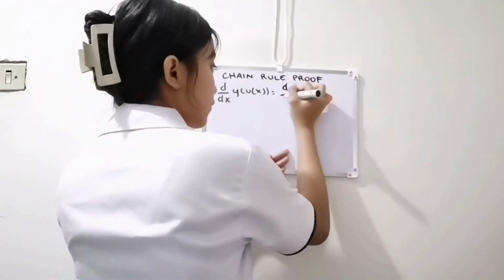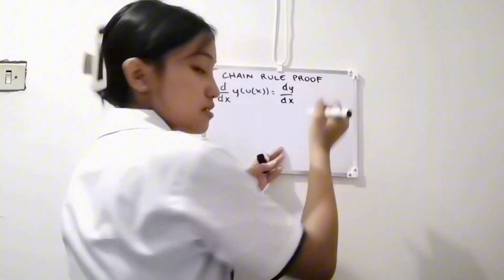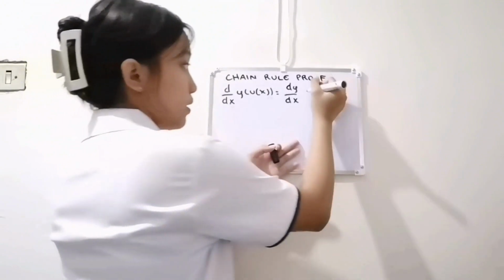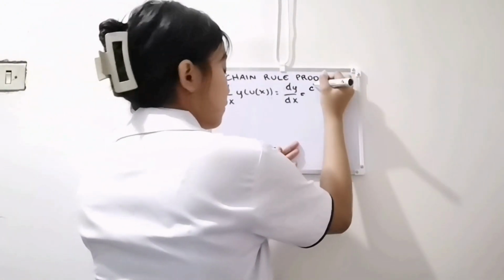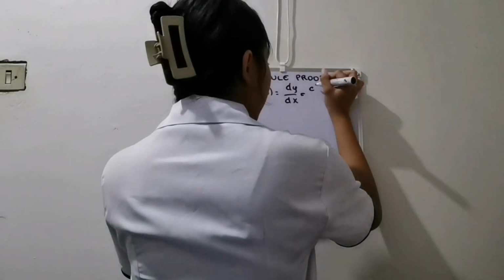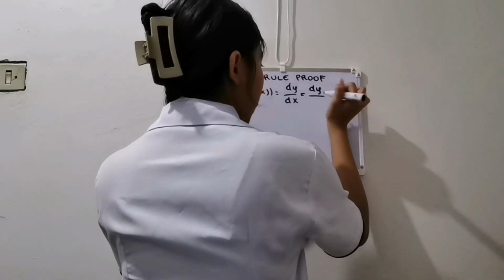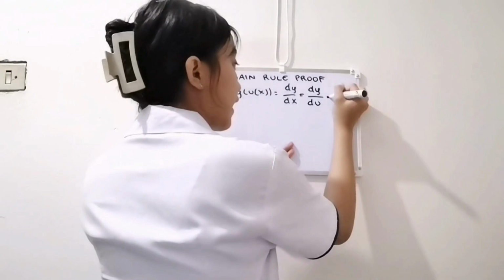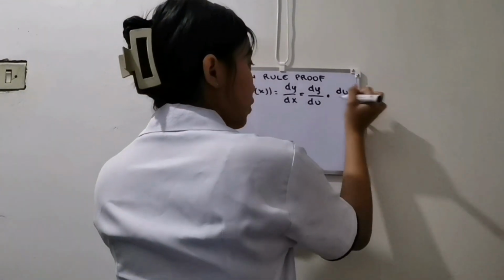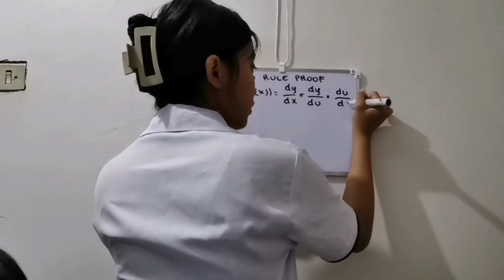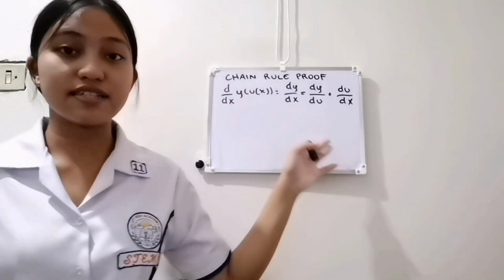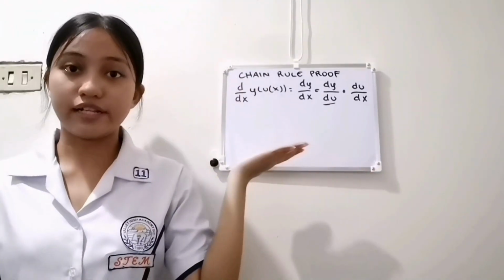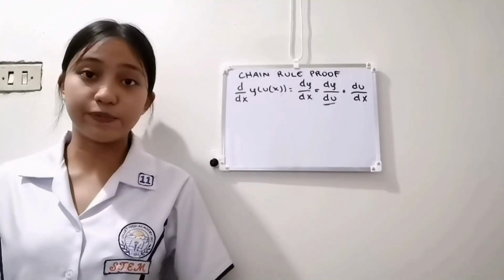Now, we could write this as the derivative of y with respect to x, which is going to be equal to the derivative of y with respect to u times the derivative of u with respect to x. This is what the chain rule tells us, but how are we going to actually prove it?